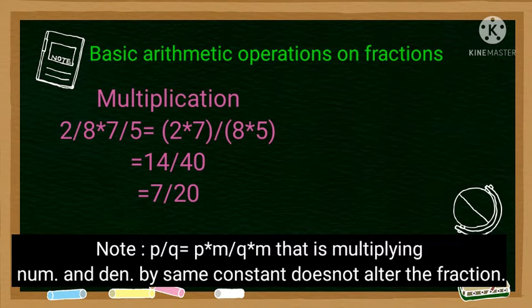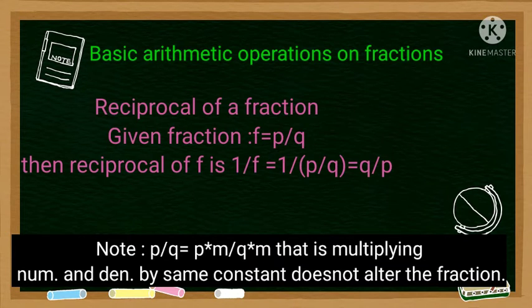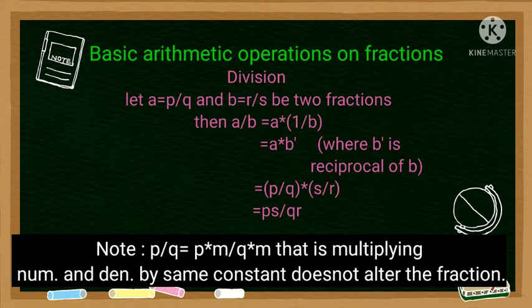The multiplication operation can be done without converting them to like fractions, by multiplying the numerator by numerator and denominator by denominator. The reciprocal of a fraction is 1 over that fraction. For a fraction p over q, its reciprocal is 1 over p over q, which is equal to q over p. For the division of two fractions a and b, we can write it as the product of a and the reciprocal of b, and then simply evaluate it.